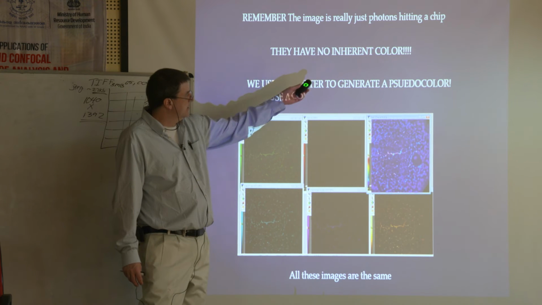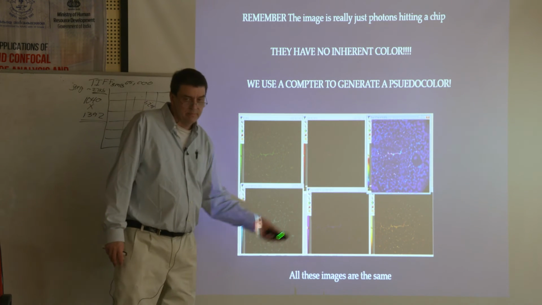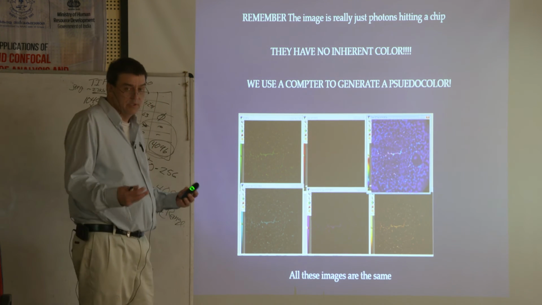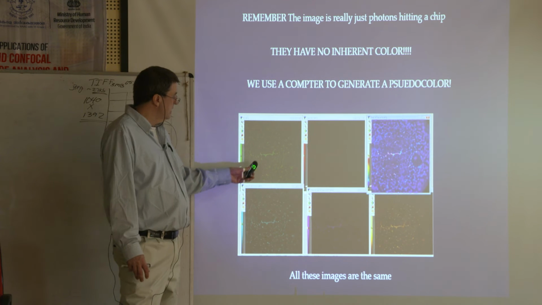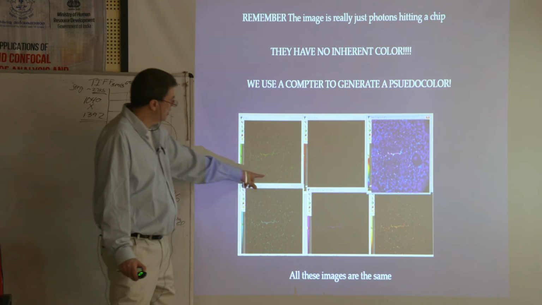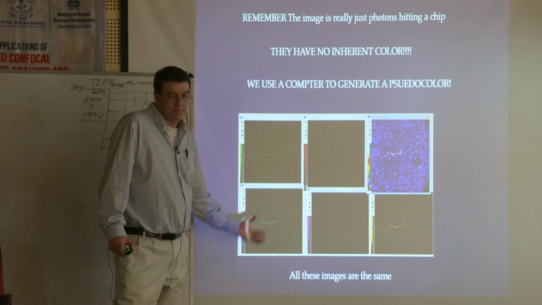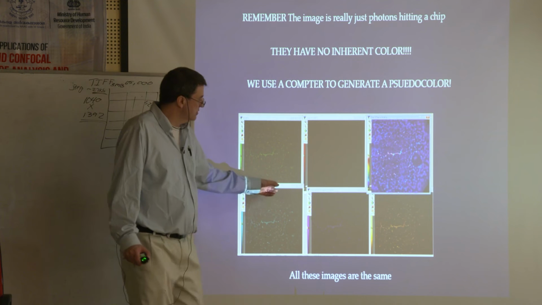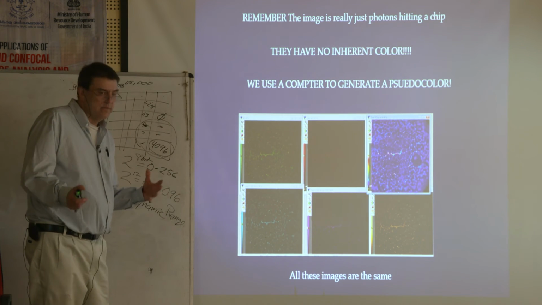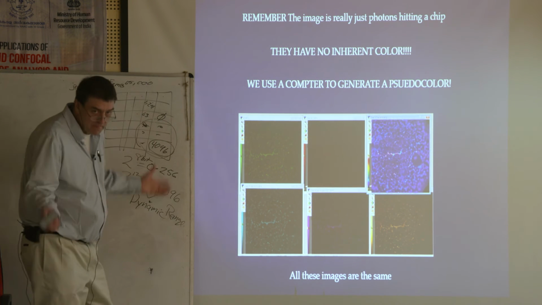They really have no inherent color. They're photons. Basically, every single one of these pictures here is the exact same picture. I just applied a different lookup table, a color lookup table, to show it. Because in reality, it's just photons hitting a chip. Where it's brighter, the number's higher. Where it's darker, the number's lower. It's math. This is just a colored way to represent the math. So all these colors are different because they don't really mean anything. In the science of imaging, it's just photons hitting a chip producing numbers.